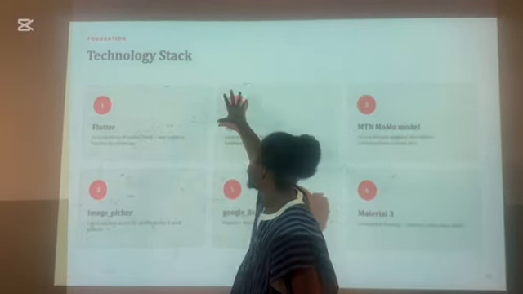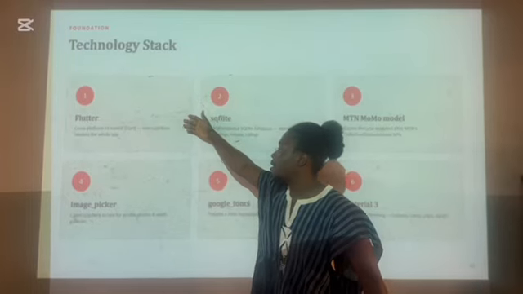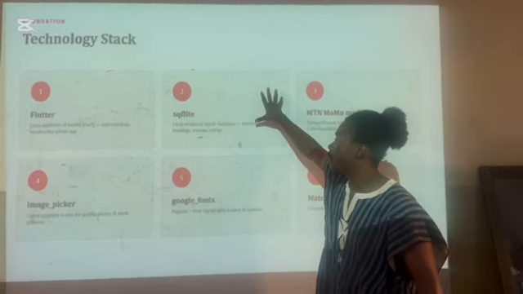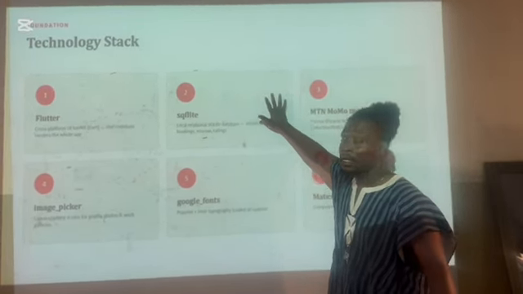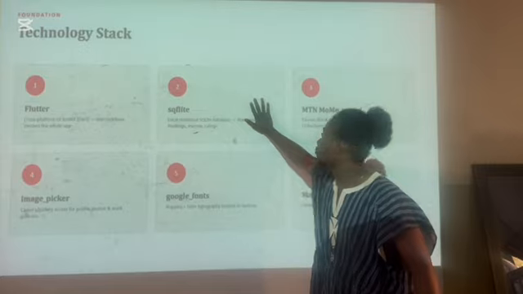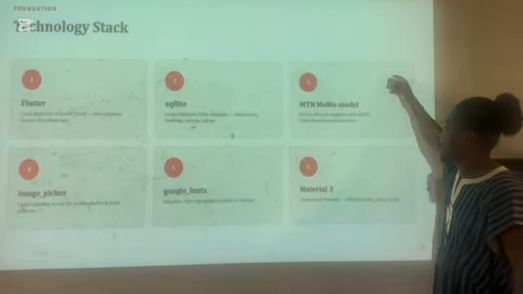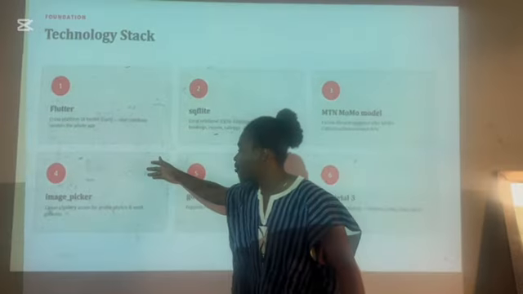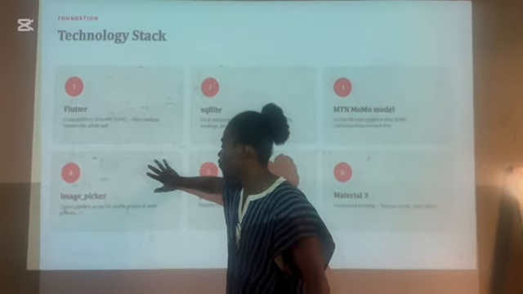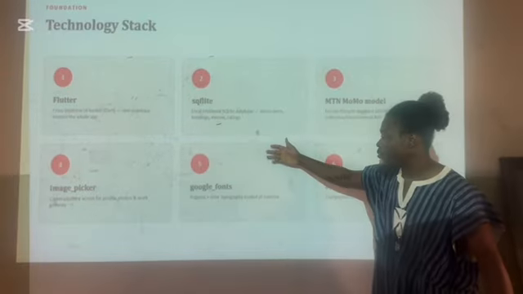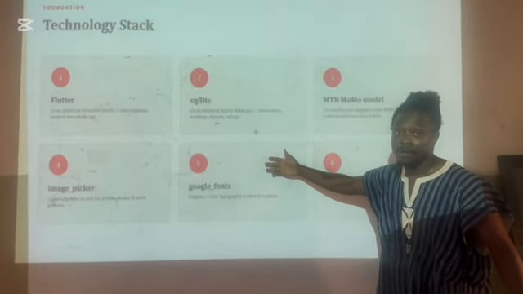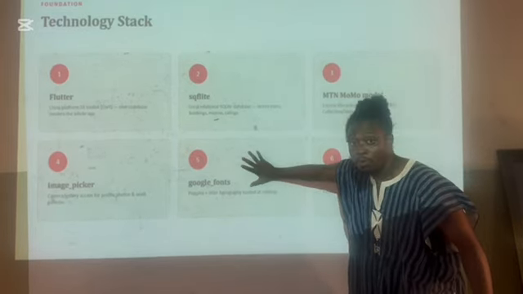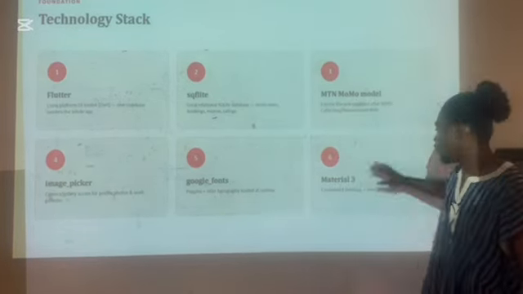We have the technology stack. Flutter is the basic code that we use. SQL files save the credentials of the artisans and the clients. There is the MoMo method, the MTN MoMo method, which handles their contact and how transactions can be made. Image picker is where the artisans upload their images. Google Fonts takes care of the fonts we use in everything. The letters you see, or any numbers, are taken care of by Google Fonts. We also have the material grid.